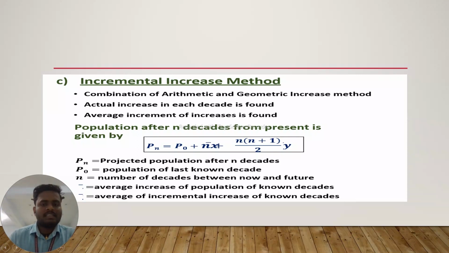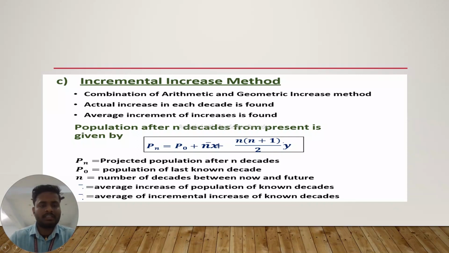The actual increase in each decade is found. That is the benefit of the incremental increase method. And second, the average increment of increase is found, right? So the population after n decades from present is given by Pn equals P naught plus n x bar plus n(n plus 1) by 2 times y. That is the formula for the incremental increase method given by the Government of India manual, right?